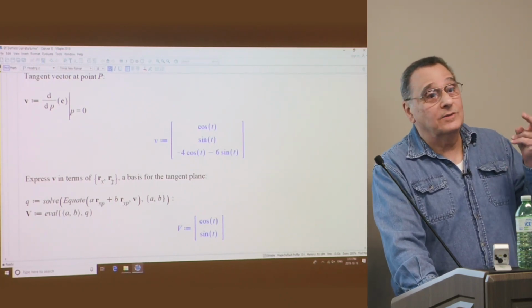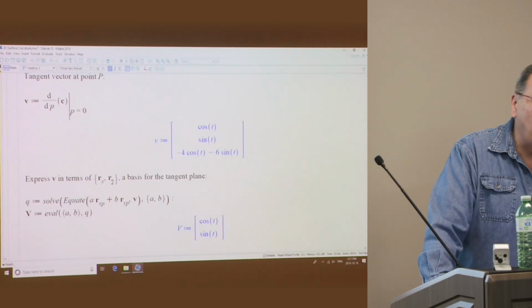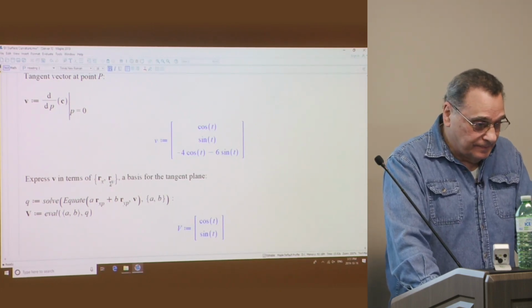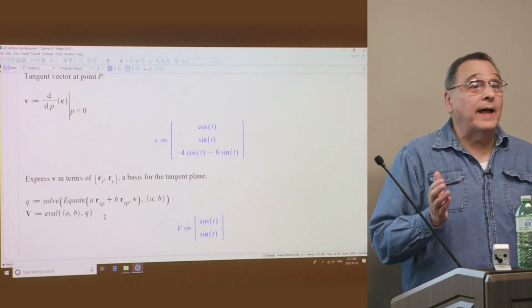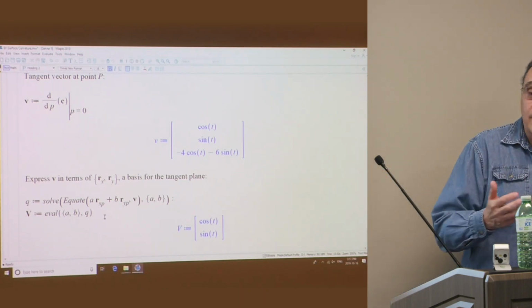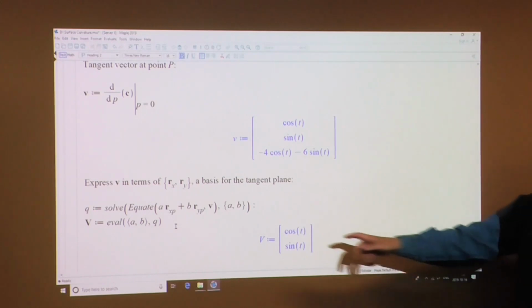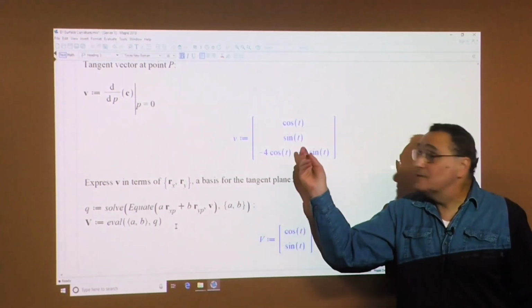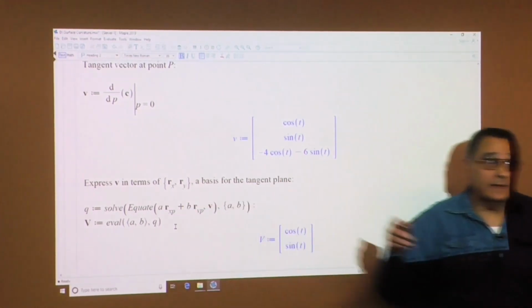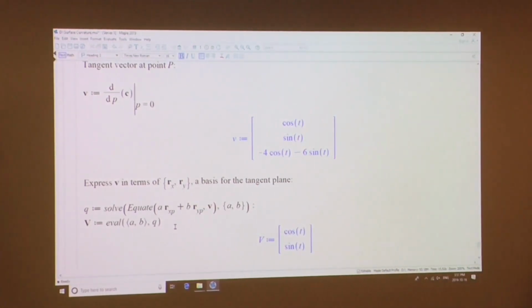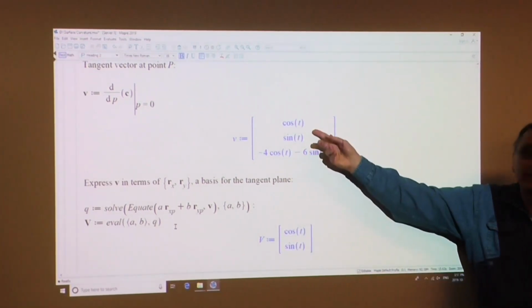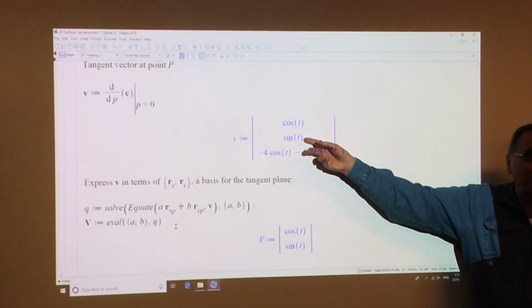Tangent plane has two vectors, Rx and Ry, I can use as basis vectors, which define the coordinate system. And how will I express one in terms of the other? Well, take a linear combination and set it equal to this vector. And that's what the equate command does. It equates components. Solve for those two unknown coefficients, A and B. Now, it comes out that they're cosine and sine, which you couldn't guess from just looking at this thing right here.